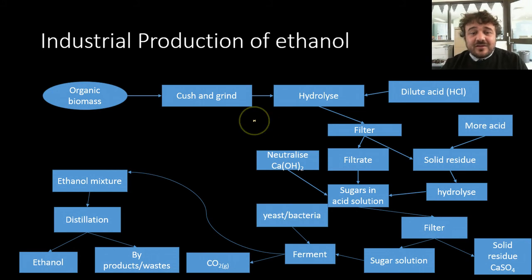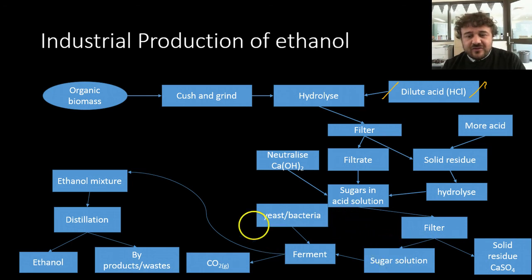Alright, this is what it looks like as a flow chart. So you've got your organic biomass. You crush and grind it, you then hydrolyze it. In the hydrolyzation, you're adding the acid, you then filter it out. The filtrate goes off, sugar's in acidic solution. You add more acid to the solid residue, which is then hydrolyzed, and then goes back into this, which is then filtered out again here, and you get rid of your solid residue.